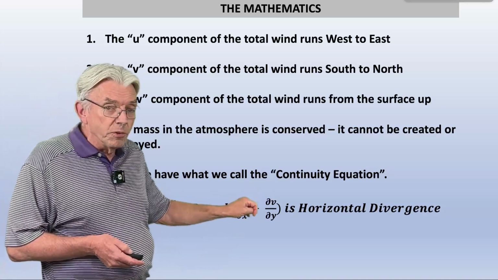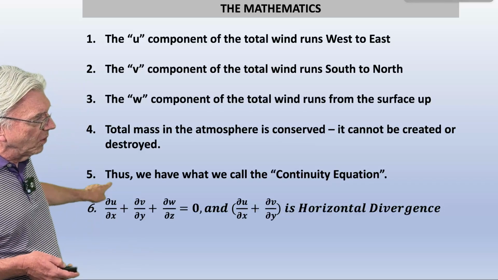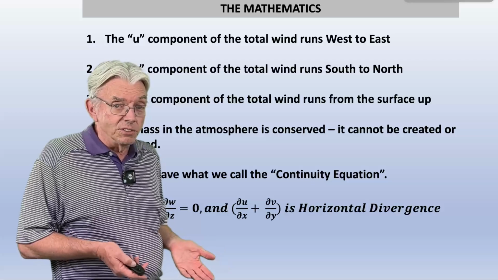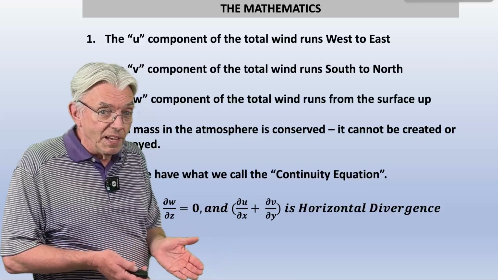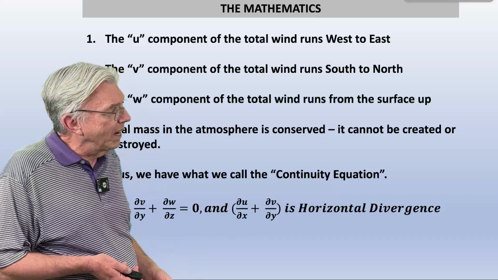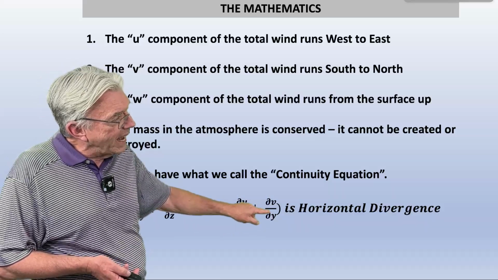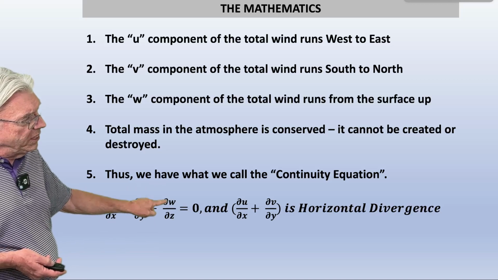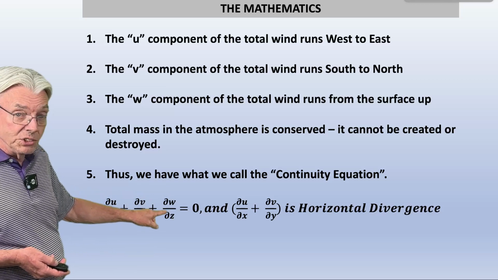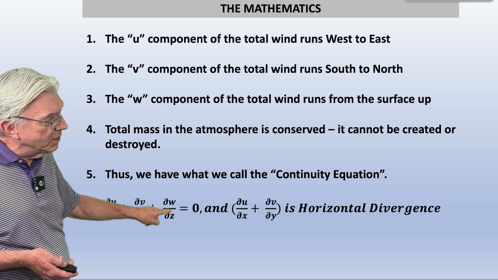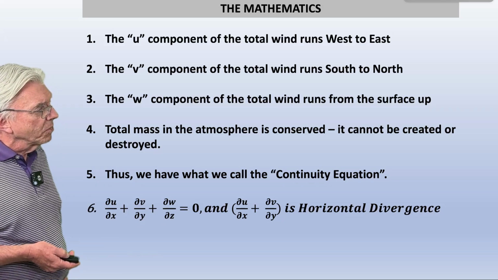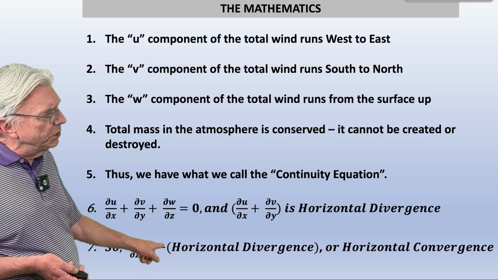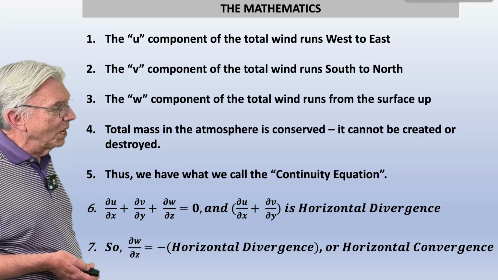Well, it turns out the first 2/3 of that equation, this part right in here, basically is the total horizontal divergence, okay? It's the divergence along the x-axis and the divergence along the y-axis, and so those two terms added are horizontal divergence. So if we solve the equation for dw/dz, which is how the vertical motion changes with respect to height, what we end up with is dw/dz is equal to minus the horizontal divergence.